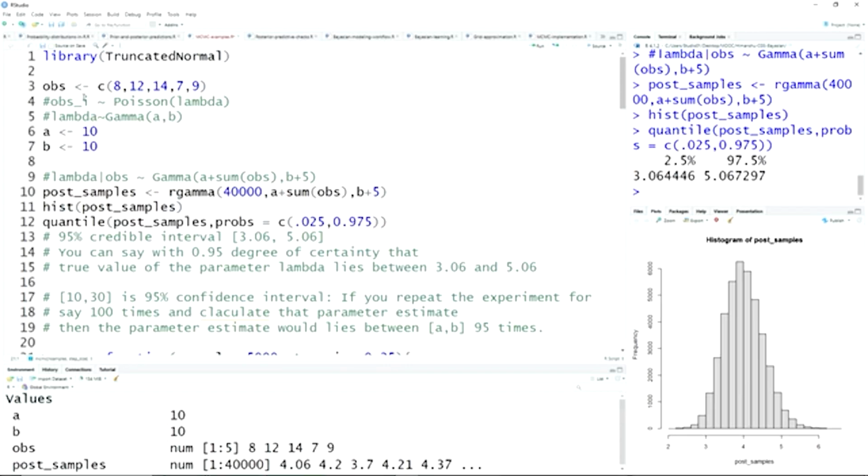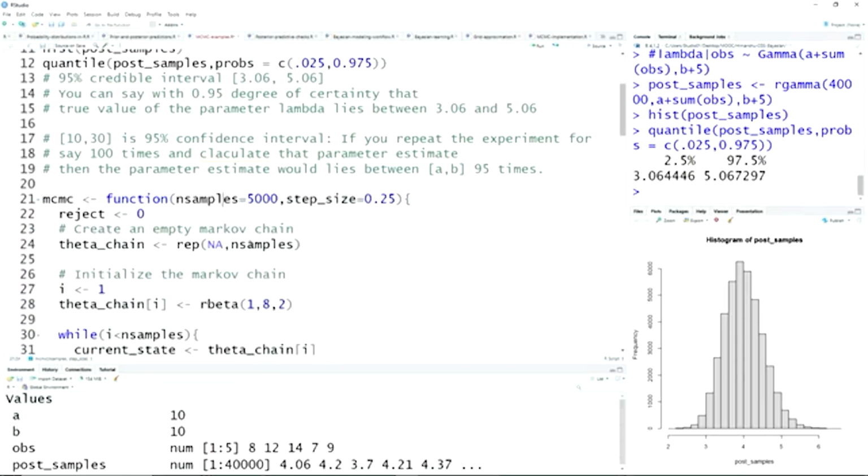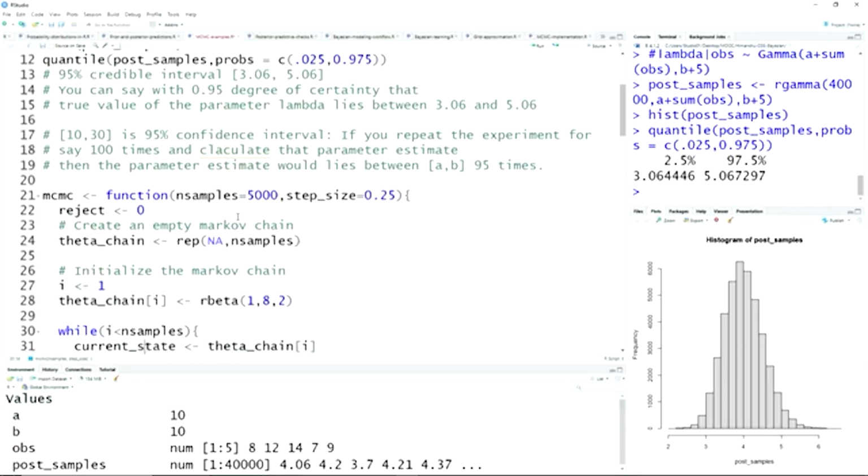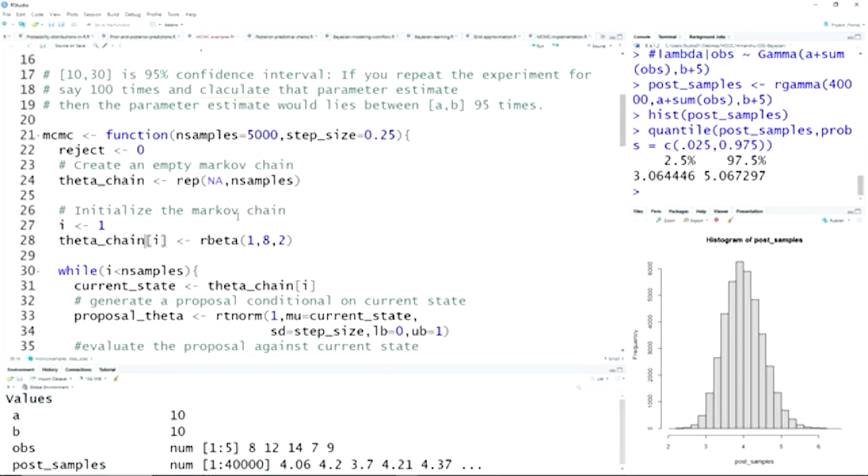So let us now come back to our problem of Poisson likelihood, where we are trying to model the number of road accidents. So this was our data. So this is our analytically derived posterior. Okay. Now let us go and implement this in MCMC. Rest everything I will keep the same. Of course, the prior has changed.